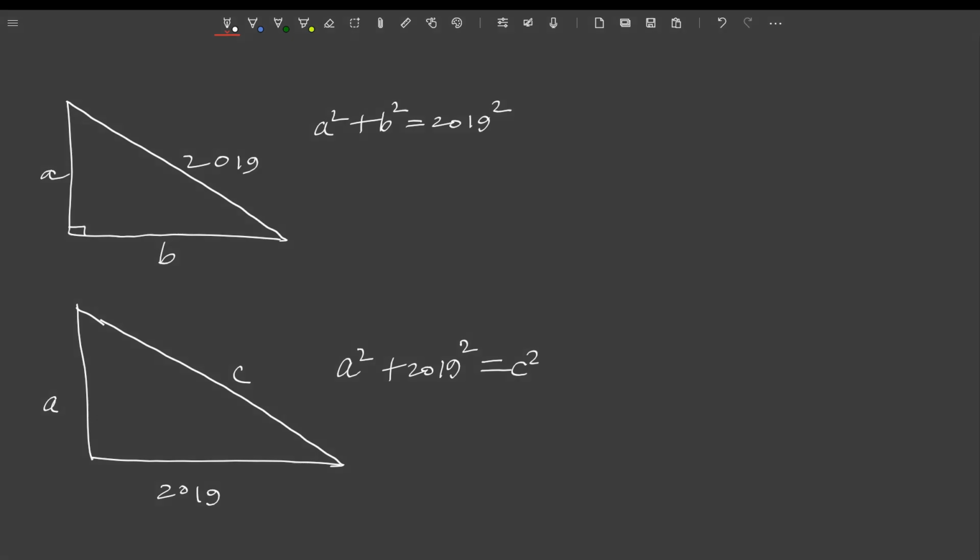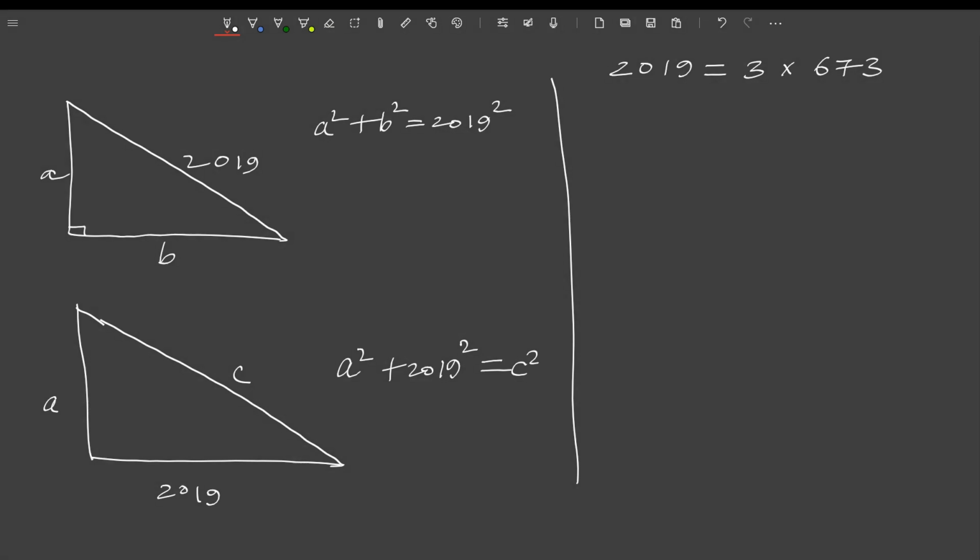In the second scenario, we assume that 2019 is not the hypotenuse but one of the two perpendicular sides. So in this case, the Pythagorean equation will be a square plus 2019 square equal to c square. Let me show you the solution for the first case, and later in the video when I explain the method to you, you will be able to solve this question for the second case as well.